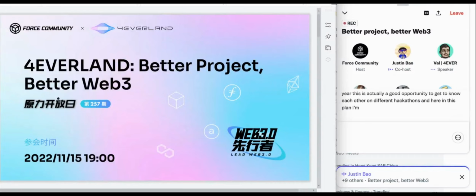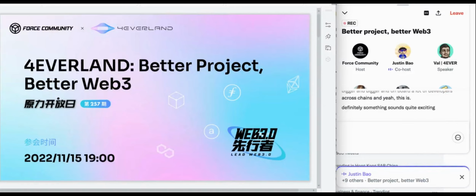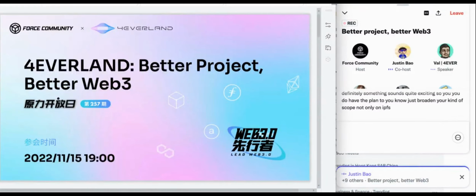And hearing this plan, I'm feeling kind of excited because 4EVERLAND is definitely growing bigger and bigger, and they onboard a lot of developers across chains. This is definitely something that sounds quite exciting. So you do have the plan to broaden your scope, not only on IPFS, but to have a much broader grasp towards other products, other ecosystems.